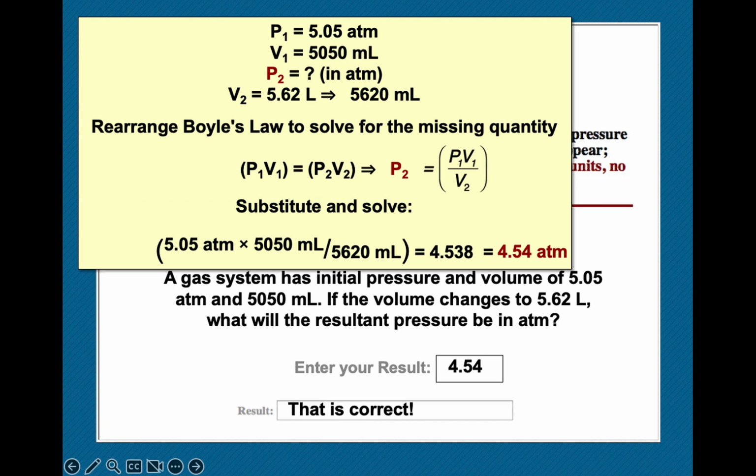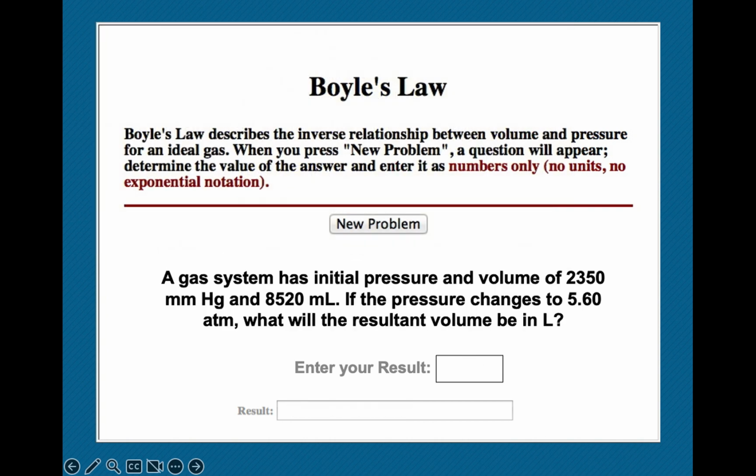All right, let's do another one. I will hush for a minute, and you go ahead and set this up. Our pressure is initially given in millimeters. Our final pressure is in atmospheres, so you have to do that conversion. This is given in milliliters. We want the volume in liters. So 2 simple conversions here.